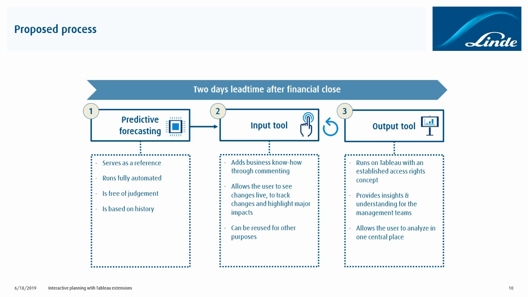Basically, the conceptual idea of the whole show was to come to a process which allows us to have only 2 days lead time after financial closing and deliver then the according forecast. One element of this idea is predictive forecasting. So having an option to say, given the actuals from the past, given the experience from former years, what could be a potential forecast?